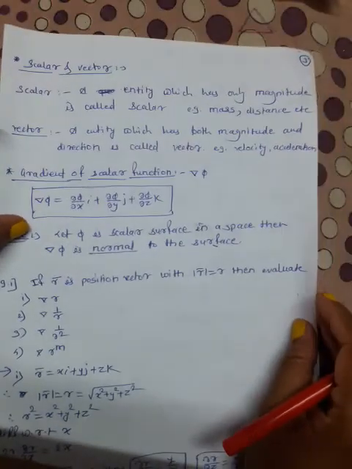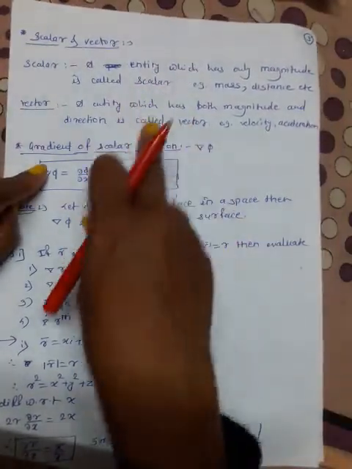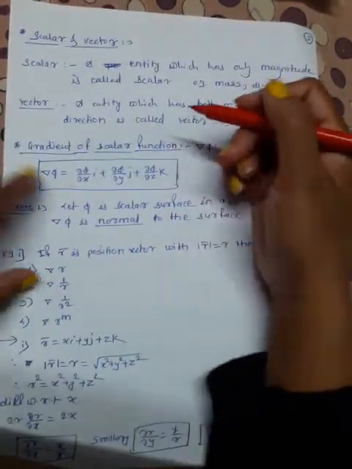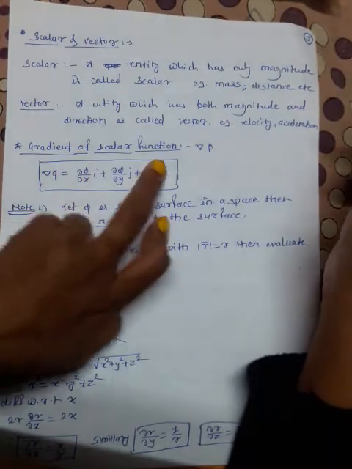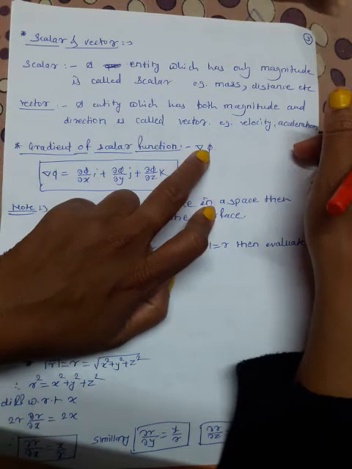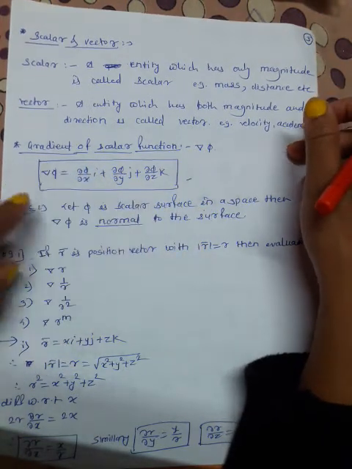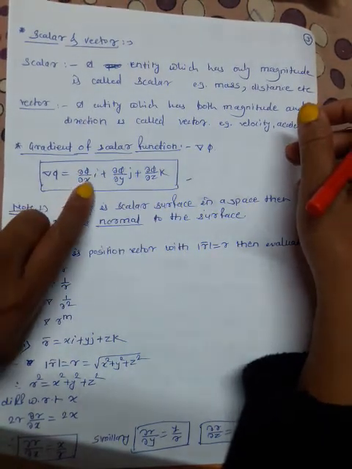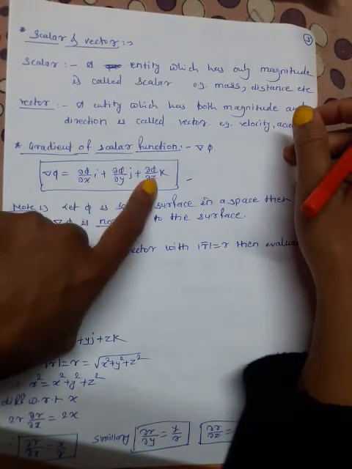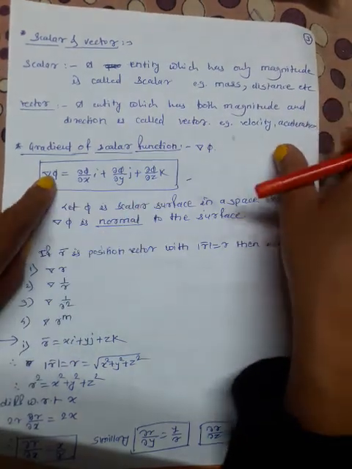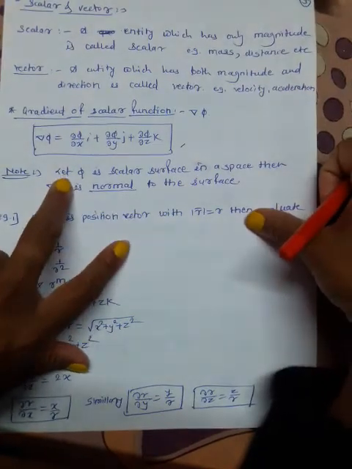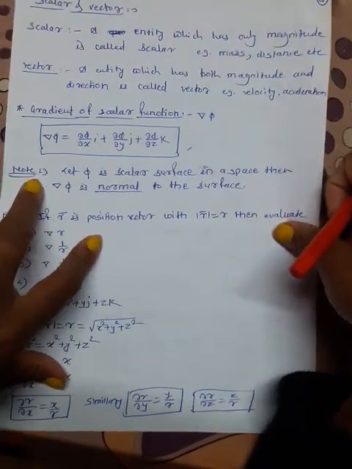We have already discussed the scalar definition and vector definition. Now we are going to see one more definition, gradient of a scalar function, that is del phi. Del we already know, just multiply phi with that del, and we know del phi is nothing but del phi by del x i plus del phi by del y j plus del phi by del z k. This is the definition of gradient. This is called gradient. Okay, now what is the geometrical meaning of gradient? Write it down as a note.